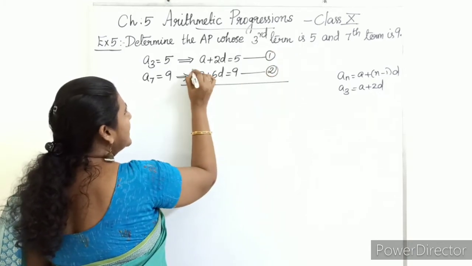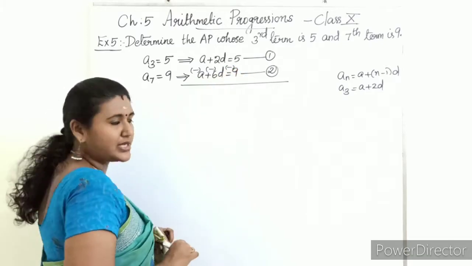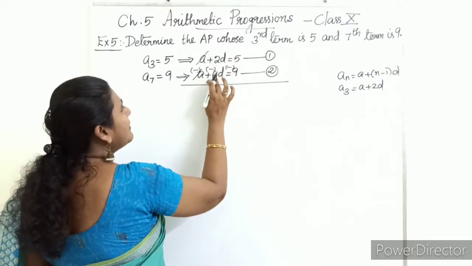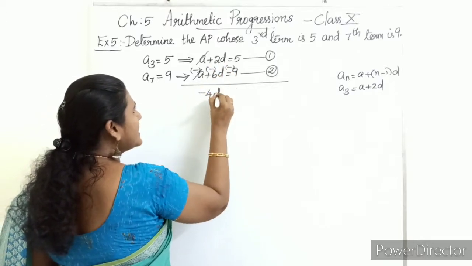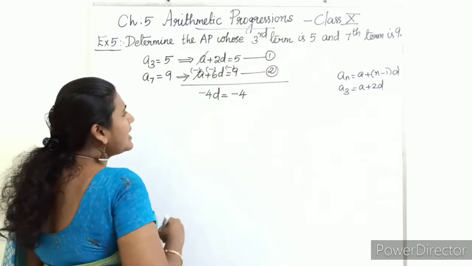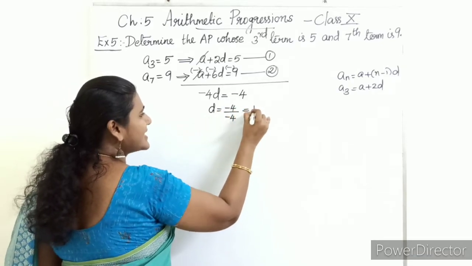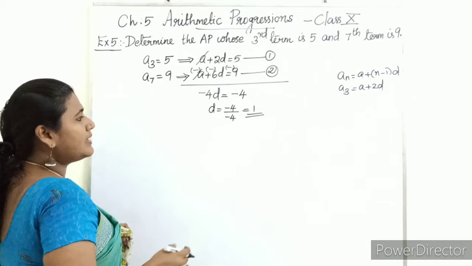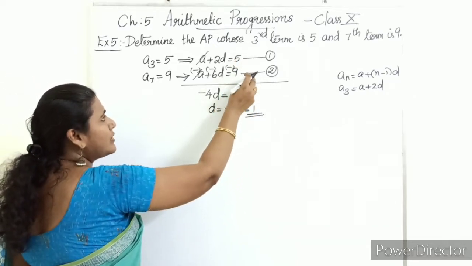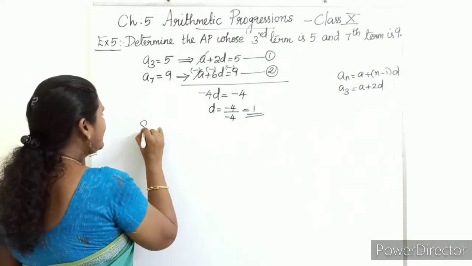When you subtract, change the sign of each term of the second equation. So a and a will get cancelled. 2d minus 6d is equal to minus 4d, and 5 minus 9 is minus 4. So the value of d is minus 4 by minus 4, which is equal to 1. So you got the value of d. Now you substitute this d value in any one of the equations so that you will get the value of a.